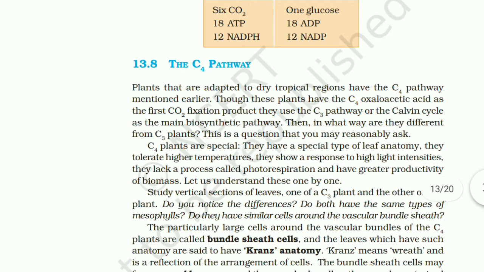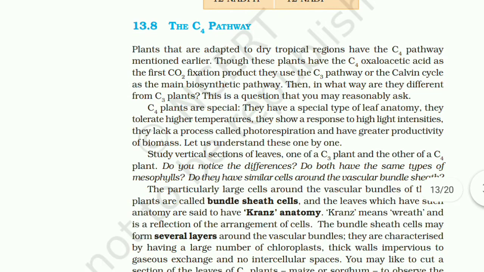13.8 The C4 pathway. Plants adapted to dry tropical regions have the C4 pathway mentioned earlier. Though these plants have the C4 oxaloacetic acid as the first CO2 fixation product, they use the C3 pathway or Calvin cycle as the main biosynthetic pathway. Then, in what way are they different from the C3 plants? This is a question that you may reasonably ask.